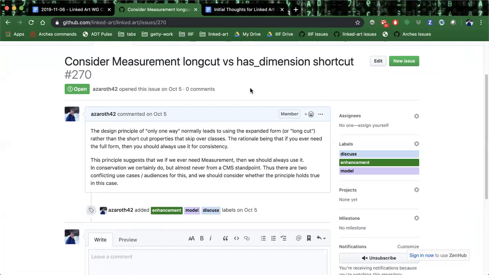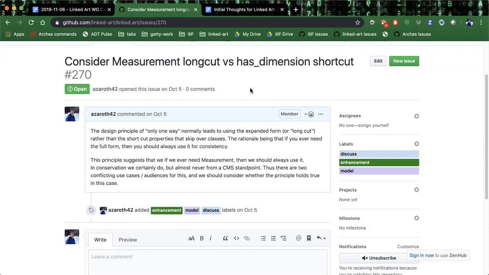So the modeling issue then is around this dimension long cut versus has dimension shortcut. The issue is that we have a principle of doing things only one way. If there are two possible ways to do something, we should pick one so that we can be consistent. So that would mean that if there is a choice between doing something as a linguistic object or as a note property directly on the object, then if there's a reason to use linguistic objects, we would always use linguistic objects, even if it's slightly longer than just a simple string attached to the resource.